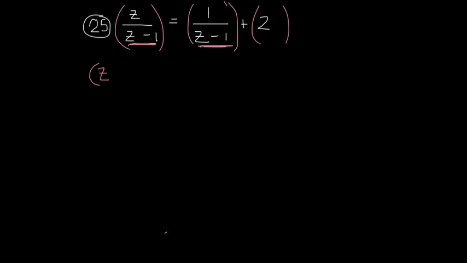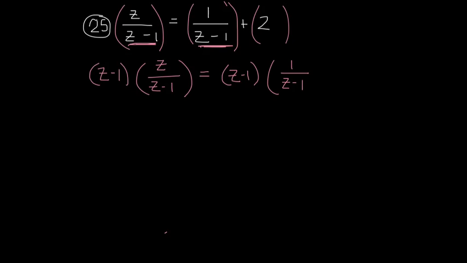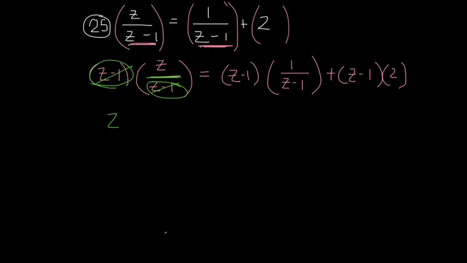So this gives me z minus 1 times the fraction z over z minus 1 equals z minus 1 times the fraction 1 over z minus 1 plus z minus 1 times 2. This time I have z minus 1 divided by z minus 1. Even though there's more than one term, it's still just something divided by itself, which is equal to 1. Those cancel out, and I'm left with z. Equals z minus 1 divided by z minus 1 is just 1. Those cancel. I bring down the numerator, which is just 1.